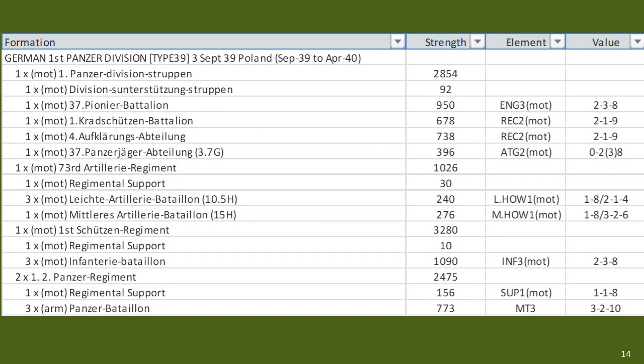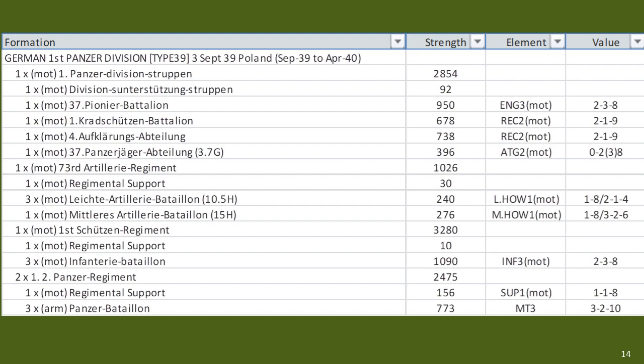This shows a typical Panzer division, specifically the 1st Panzer Division. The division consists of 1 artillery regiment, 1 motorized infantry regiment, and 2 Panzer regiments. There was a brigade structure in this, but it was quickly found to be of minimal value, so it's not included in my chart. Supporting these regiments, there is a pioneer, motorcycle reconnaissance, and anti-tank battalion.